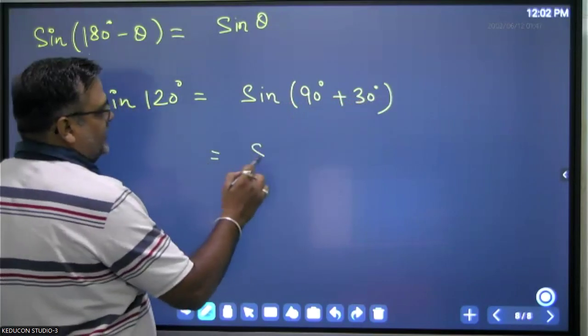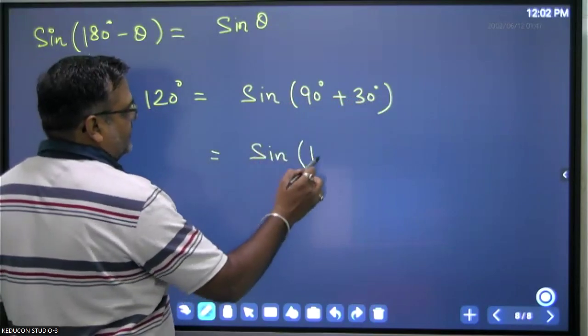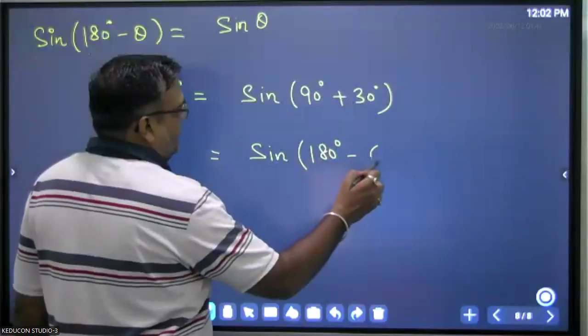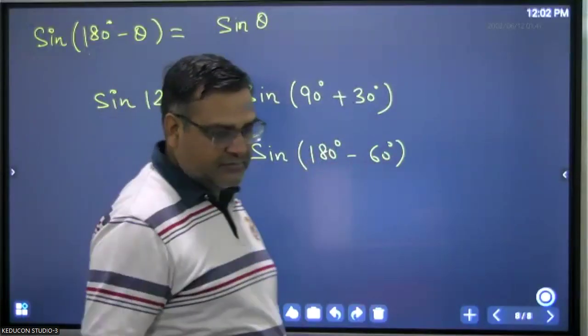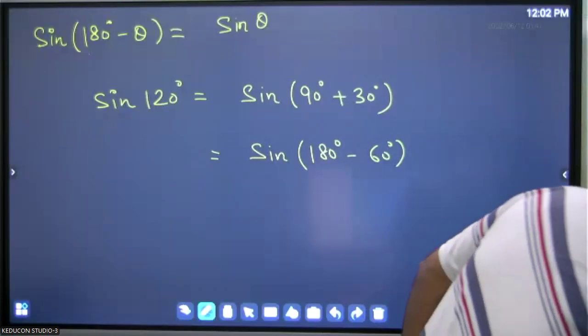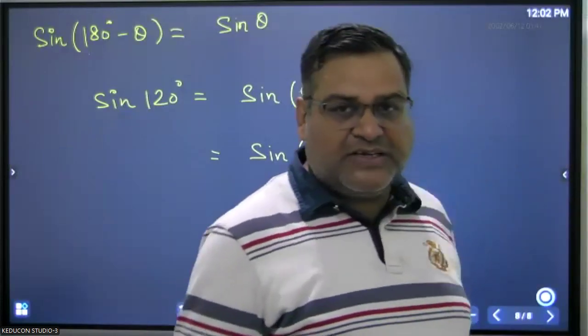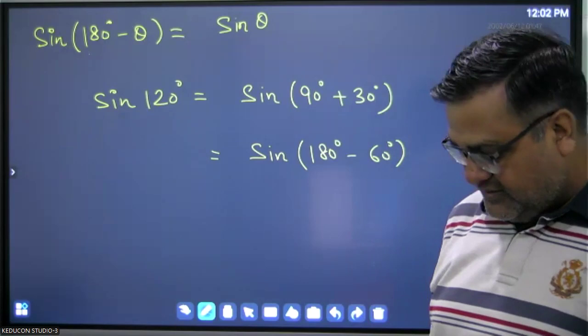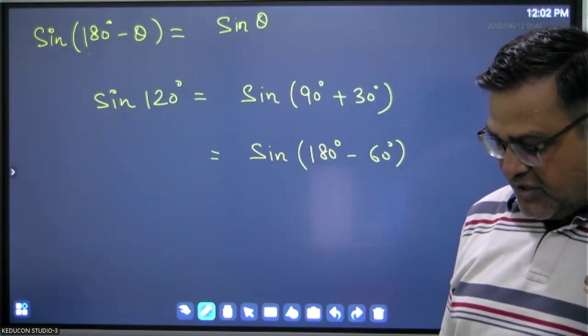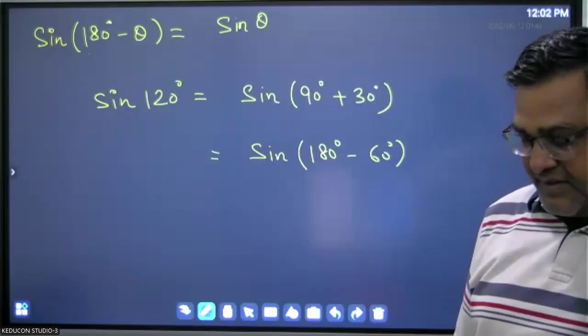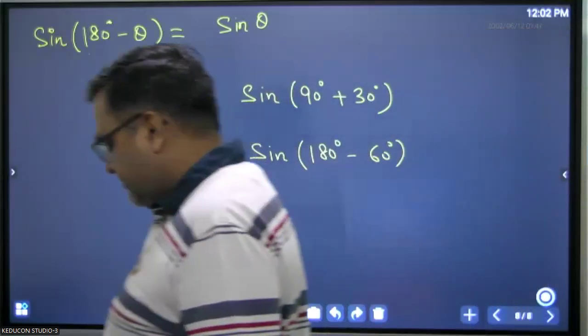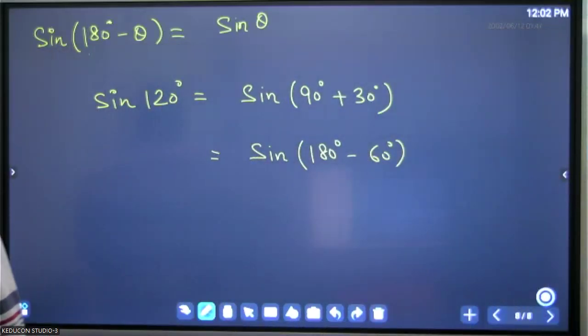It can also be written as 180 minus 60. So now in both the cases, what will be the value? It should be same. In both the cases, the value should be same.